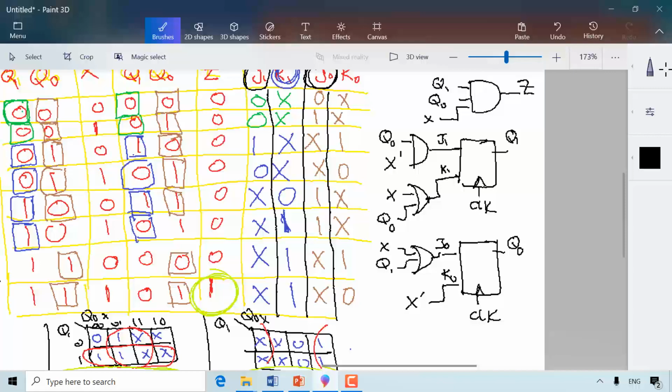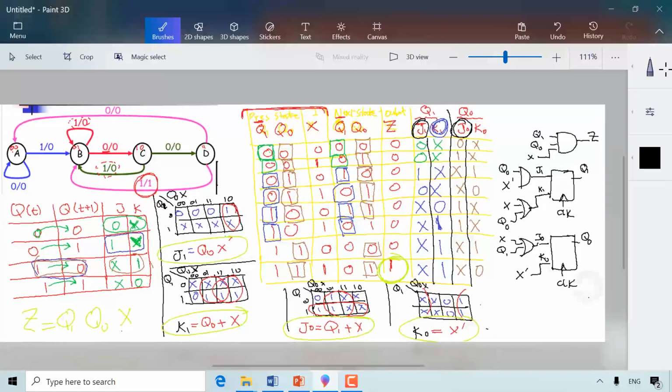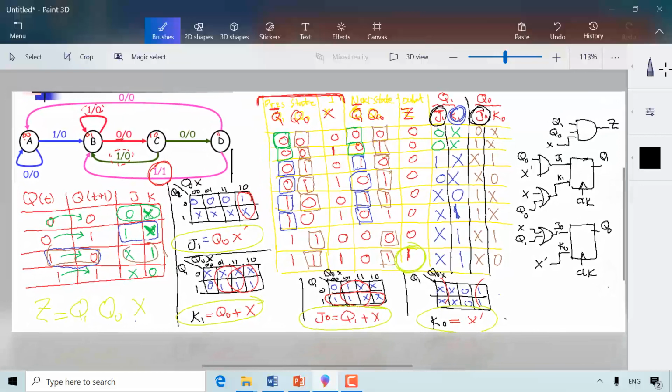Okay, that's it. This is now my full circuit, and this is the complete design of the circuit, from state diagram to state table to the input of the flip-flops to the minimization of the flip-flops, and then finally to drawing the circuit. Now notice what I did here. I used JK flip-flops, and their inputs are J1 and K1. I could have used D flip-flops.